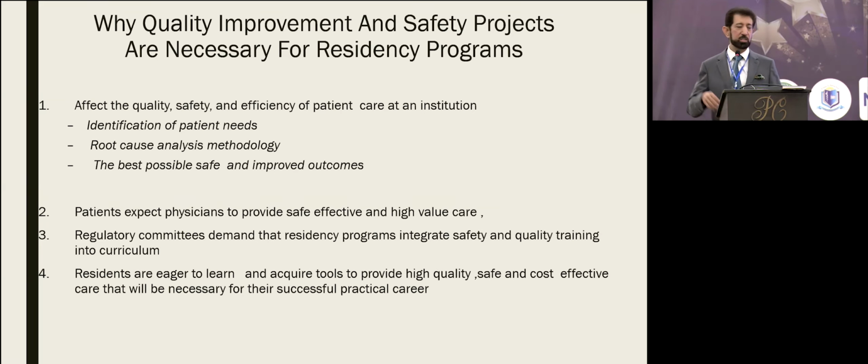And as you saw from the raised hands, the residents themselves have a great desire to participate in processes where they can ensure that the care provided to the patient is top quality and cost effective, because this is important for future practice. They want to know this. How is it done?